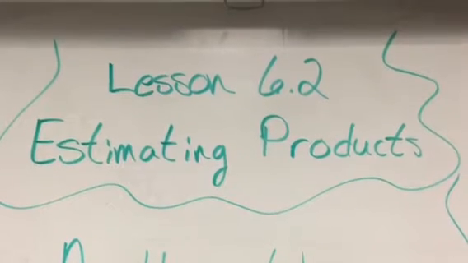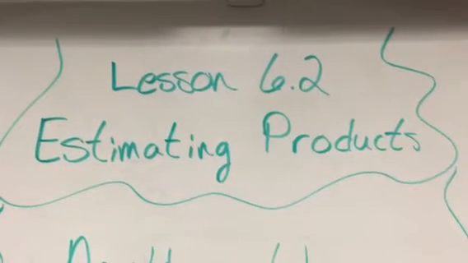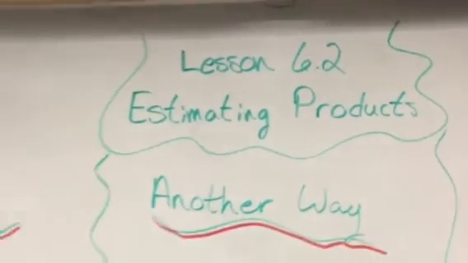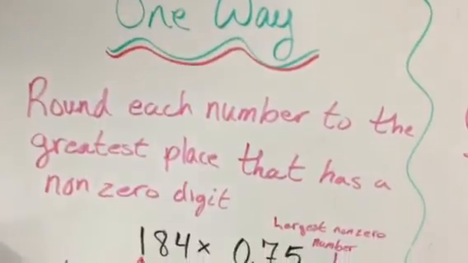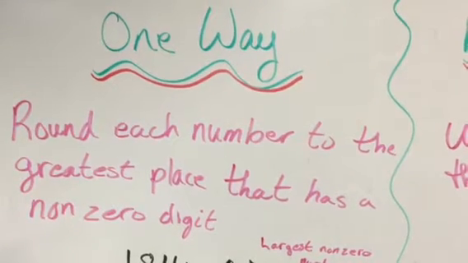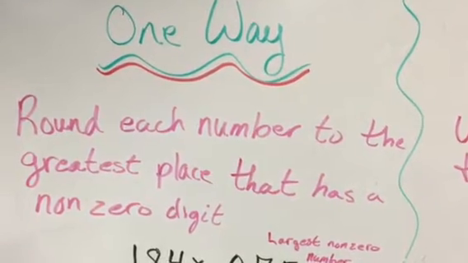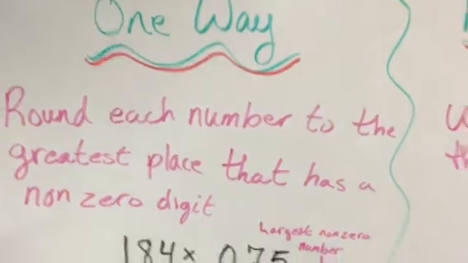Less than 6.2, estimating products. Now for this strategy, there are two ways to do it. The first way is to round each number to the greatest place that has a non-zero digit. That might be confusing, but let's look at it. I think you'll get it.